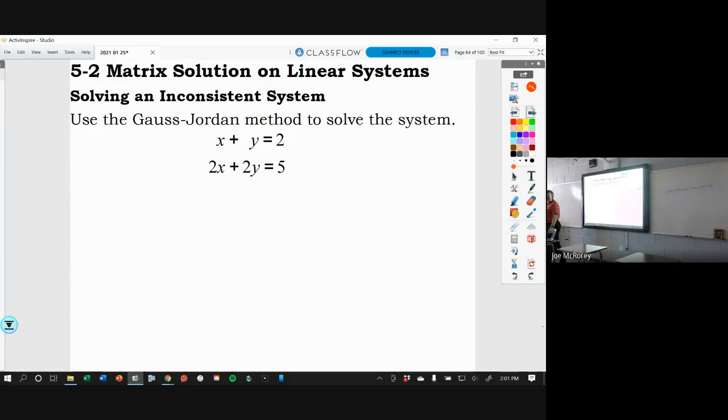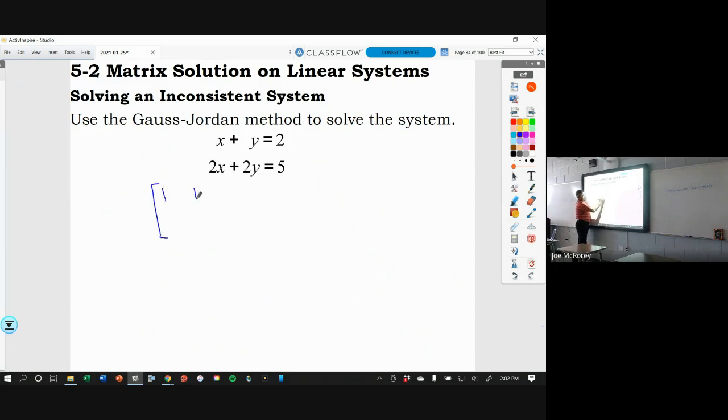Now, what is an inconsistent system? A system can be consistent or inconsistent. A system is inconsistent if there's no solution. This system has no solution. And we're gonna look at it by solving using the Gauss-Jordan method.